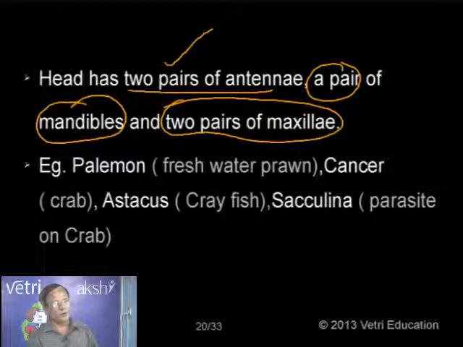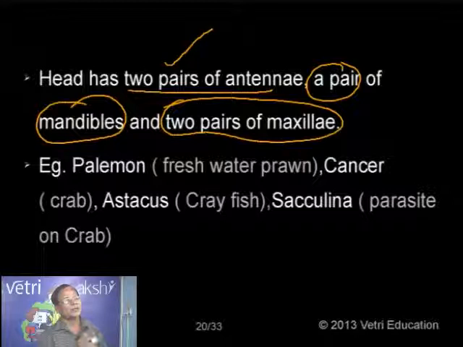So oviparous means animals which lay eggs. The egg-laying condition is called the oviparous condition. For example, birds are oviparous animals. Then frogs are oviparous animals. Insects are oviparous animals, because the animals lay eggs. So the condition of egg-laying is known as the oviparous condition.